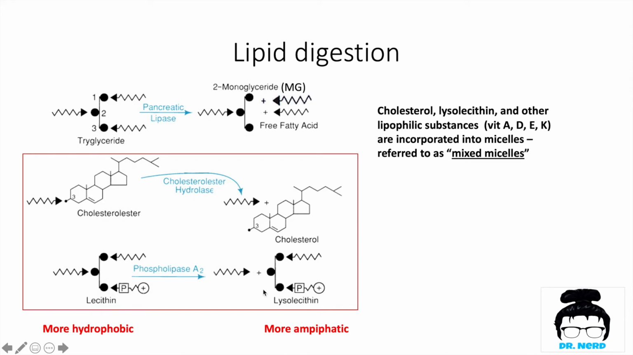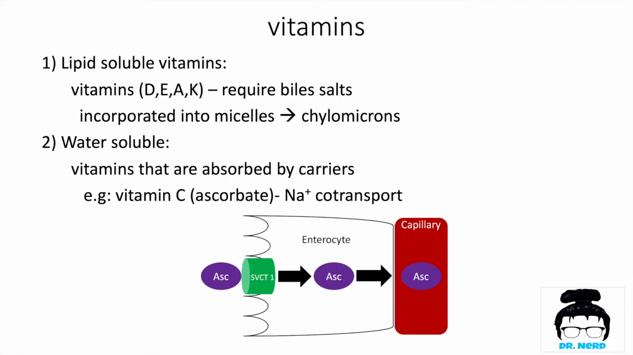Cholesterol and lysolecithin and other lipophilic substances such as vitamins A, D, E, and K, which we'll talk about more in the next slide, are incorporated into micelles referred to as mixed micelles. Now, vitamins, which you will take a whole lecture about in biochem, if you haven't already, are divided into two groups. There is the group that is lipid soluble and the group which is water soluble. Now, the lipid soluble ones are not a lot. There are only 4. They are vitamins D, E, A, and K. The way I memorized it is CADE.